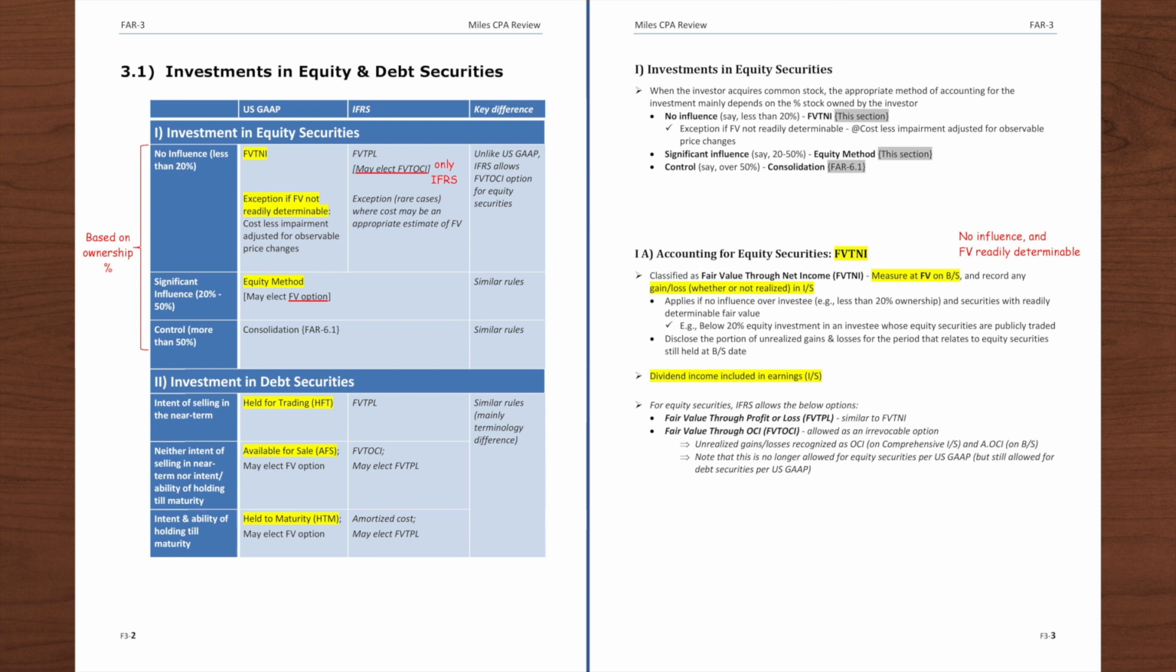But let's say if it's something in between, so the investor neither has the intent of selling it in the near term nor the intent and ability of holding till maturity, then the debt securities get classified as available for sale. So guys, the investment in debt securities needs to be classified. Draw a bracket and write based on intent to hold.